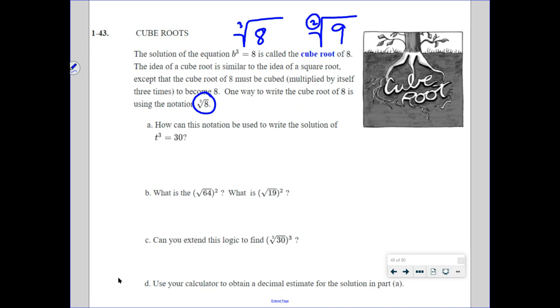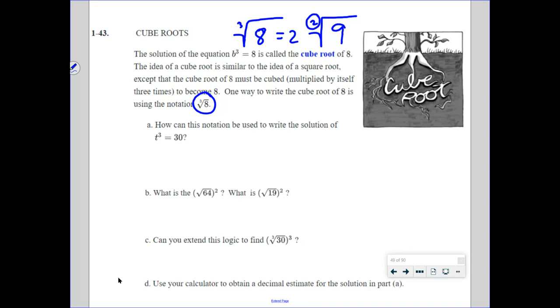Now, can you already think about what the cubed root of 8 would be? What number times itself 3 times? Now, this is not what number times 3. It's what number times itself 3 times gives me 8. And the correct answer is 2. 2 times 2 is 4 times 2 is 8. So the cubed root of 8 would be equal to 2 if we wanted that answer.